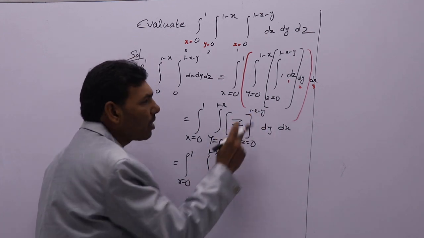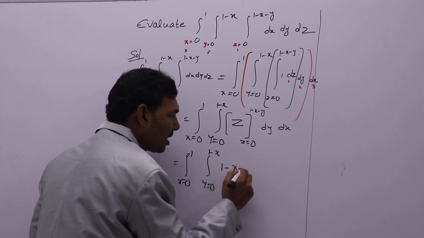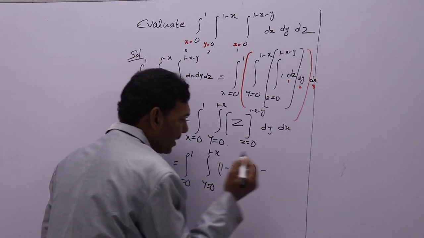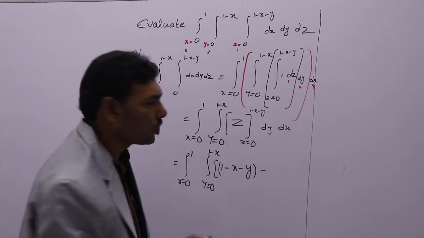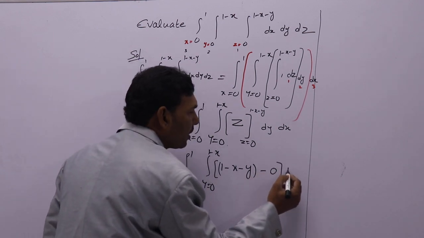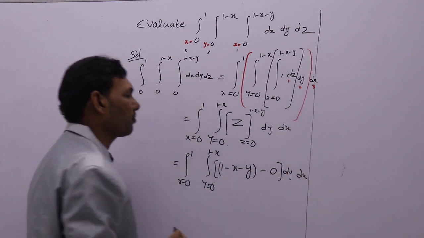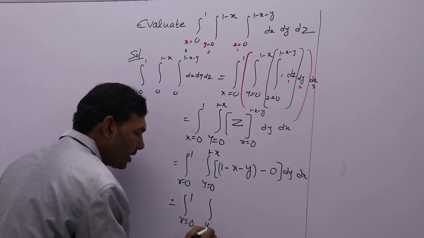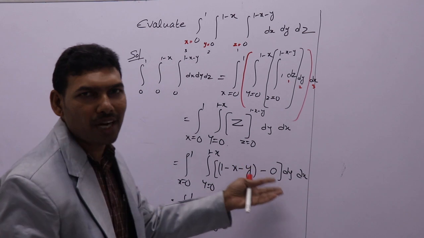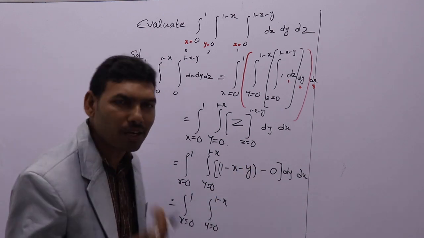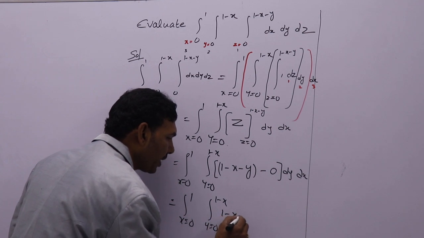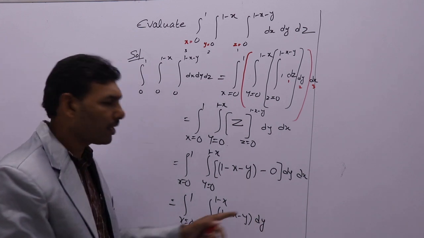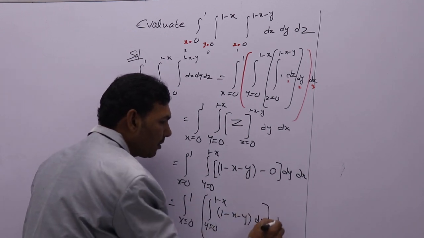Write in the place of z the upper limit. What is the upper limit? 1 minus x minus y. This is the upper limit, minus, in the place of z, 0, dy dx. Next, x equal to 0 to 1, y equal to 0 to 1 minus x. If you subtract 0 from this term, you will get the same term. This one only, into dy. Now I am going to integrate with respect to y, and at the end with respect to x.